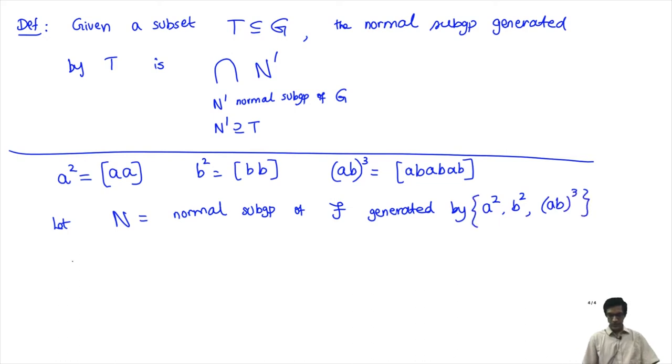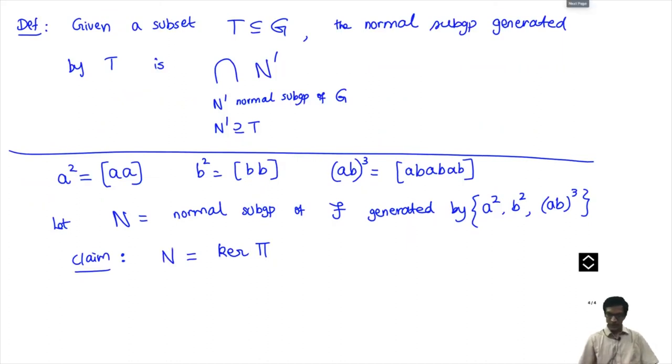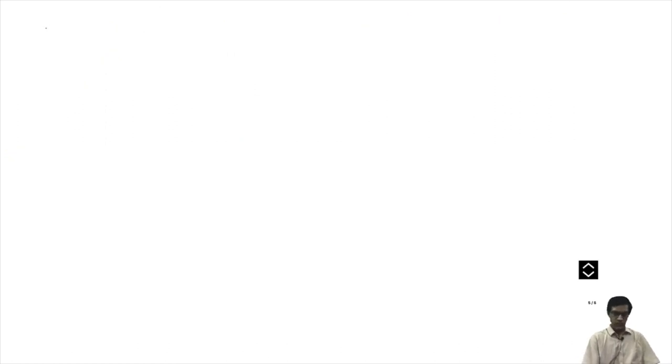And we need to prove really, which is the proposition. To prove the proposition, what I'm claiming is that N is exactly the kernel of pi. Okay, so recall that's the proposition. The kernel is exactly the normal subgroup generated by these three elements. So I'm calling it N, and I'm going to show that N is the same as kernel of pi. Now let's prove the claim. What we know is that the kernel contains N.